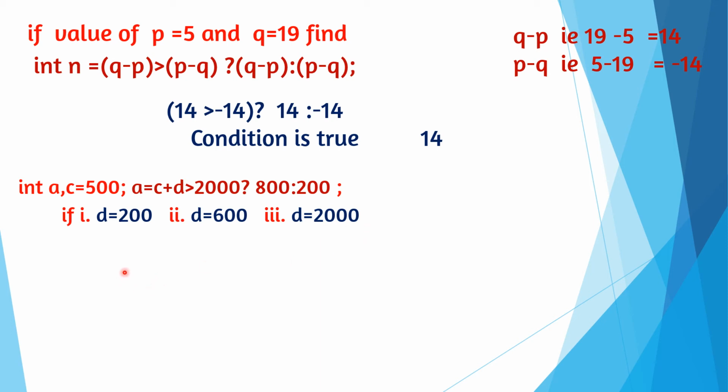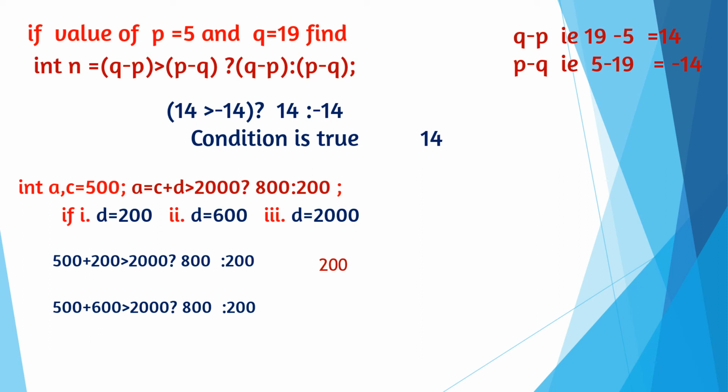In the first option, we can see C is 500 and D is 200. So here we have 500 plus 200, which is 700. It is not greater than 2000, so the condition is wrong. That means the answer will be 200 because the condition is wrong. In the second option, D is equal to 600. So C plus D, that means 500 plus 600, and again the condition is wrong. 500 plus 600 is not greater than 2000. So the answer is 200, which is the second option.